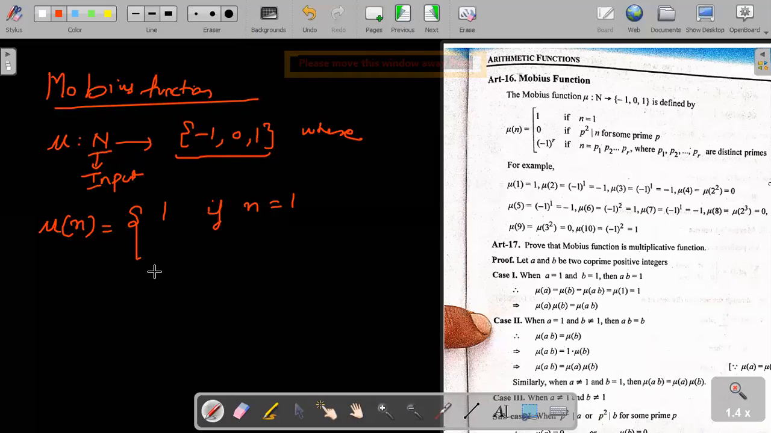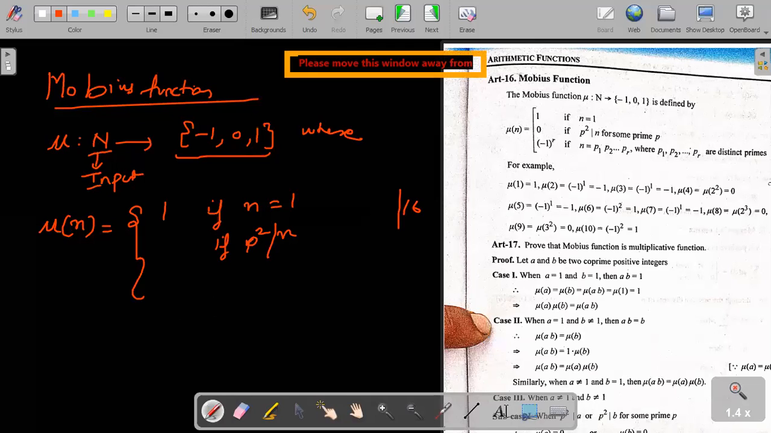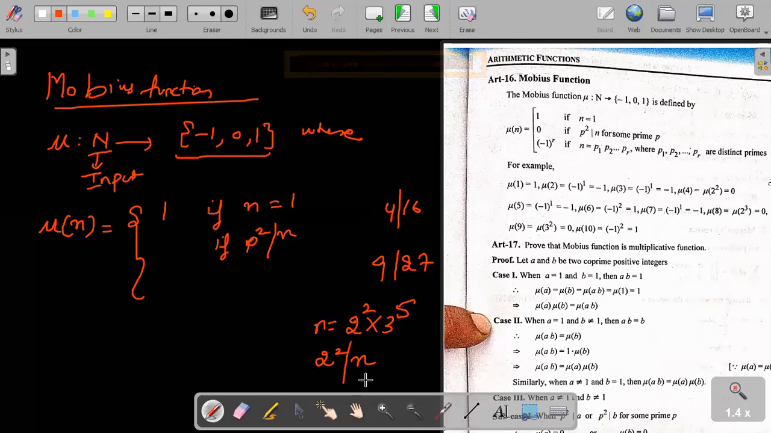If the natural number is divisible by any prime square, you see, 16 is divisible by 4, and 4 is nothing but 2 square. Then 27 is divisible by 9, and 9 is nothing but 3 square. Say I have a number, 2 square times 3 to the power 5. This number is divisible by 2 square, so 2 square divides n. Even 3 square divides n. So if a prime's square divides a number, then its Mobius function is 0. Is it clear, children?